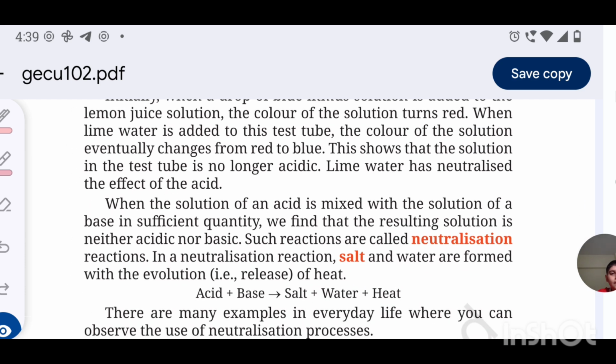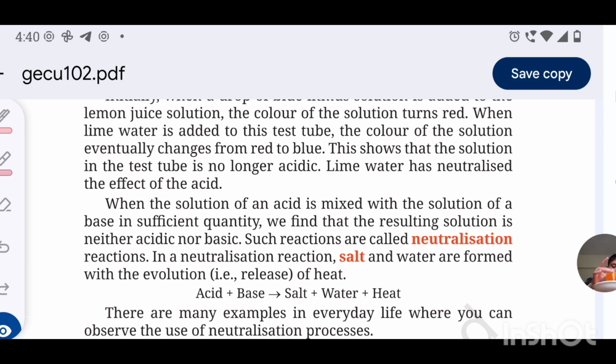When the solution of an acid is mixed with the solution of a base in sufficient quantity, we find the resulting solution is neither acidic nor basic. Such reactions are called neutralization reactions. In a neutralization reaction, salt and water are formed. Now see, if I have put in this, oh wait, I can't just show you like that. I have to take the tray.